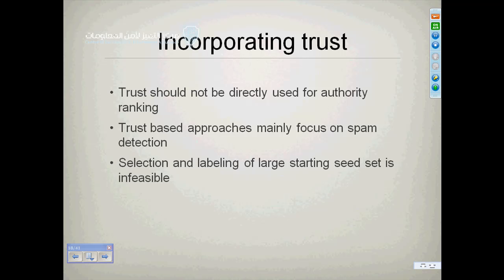Trust-based approaches mainly focus on whether some page is spam or not. So what we are trying to do is calculate trust as a part of the whole process. Once we know the trust component, we combine it with the so-called relevance component, and then we can do the ranking using both.